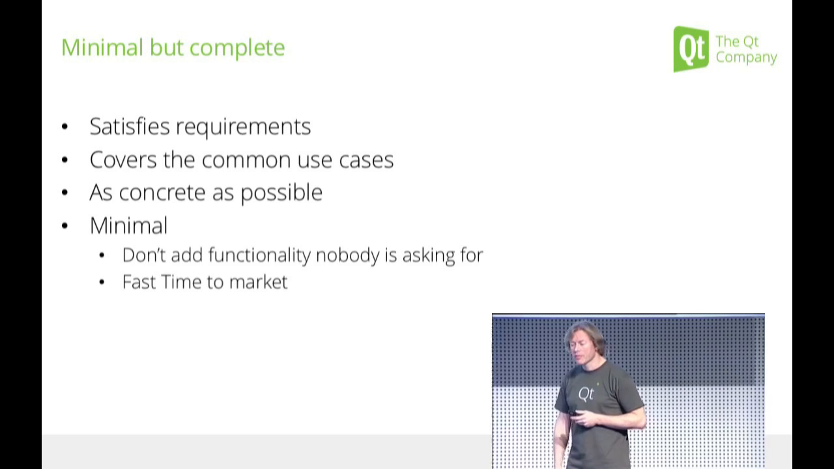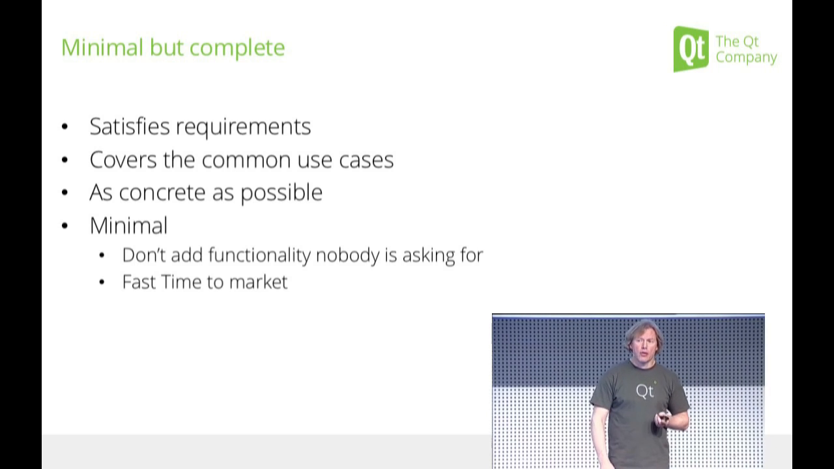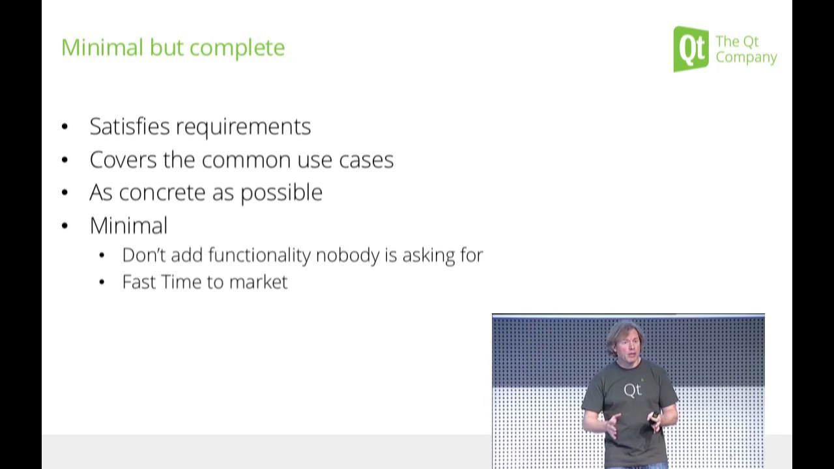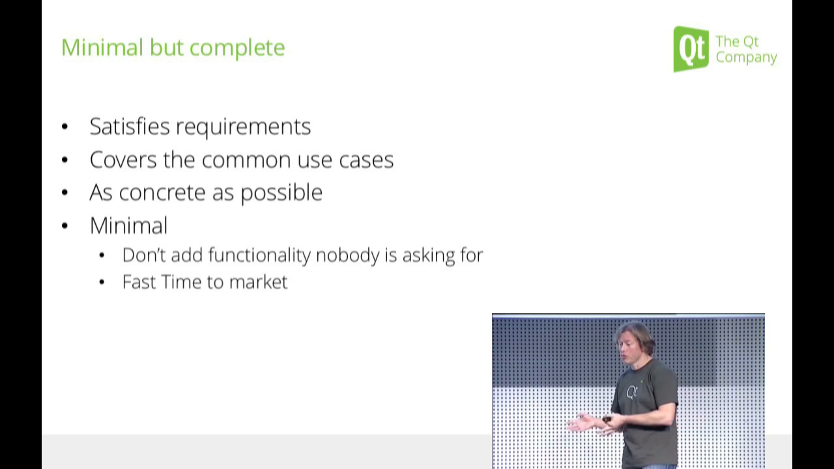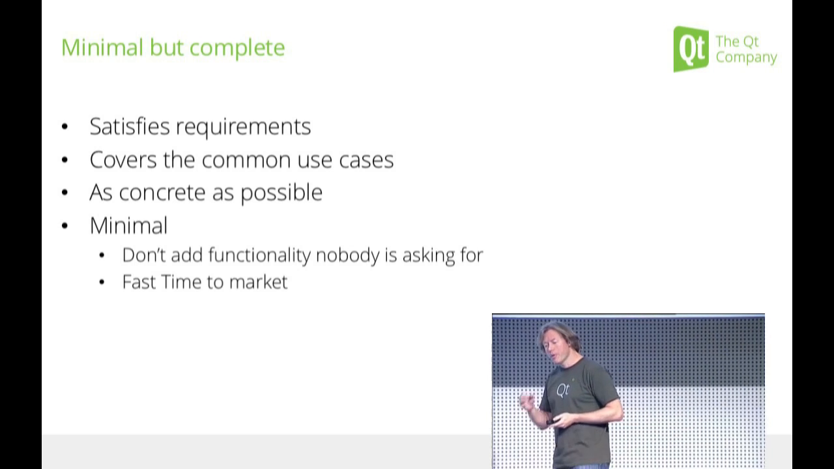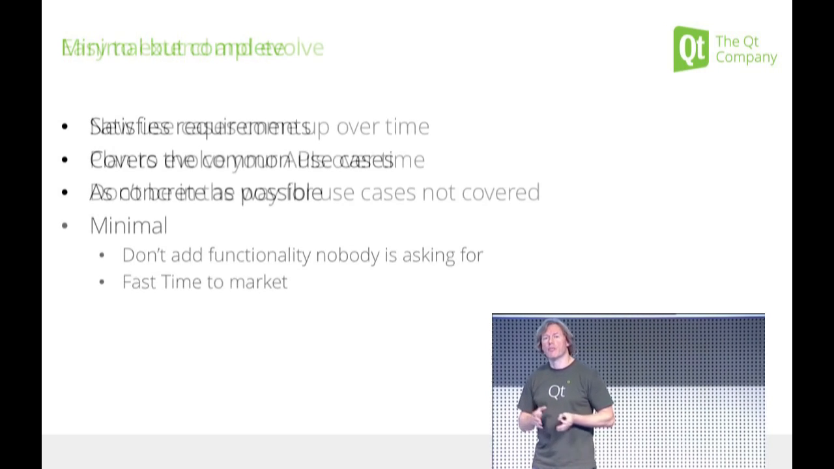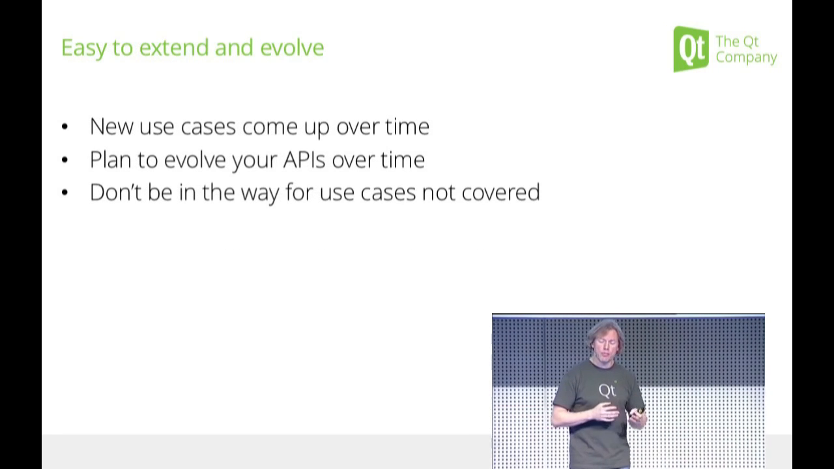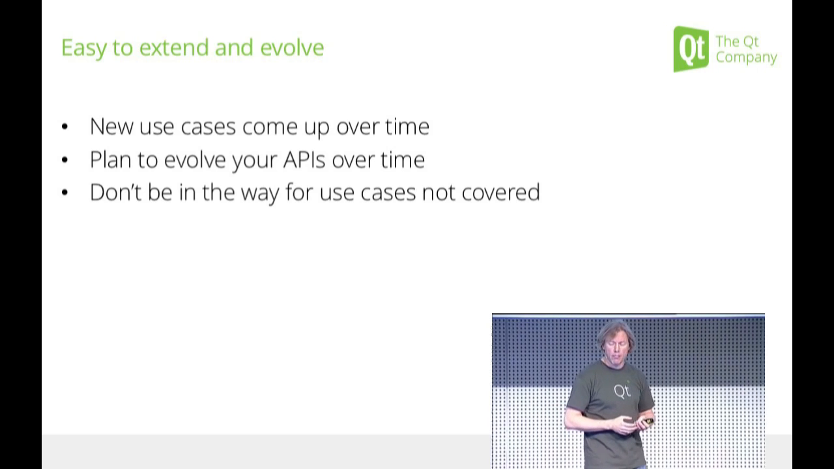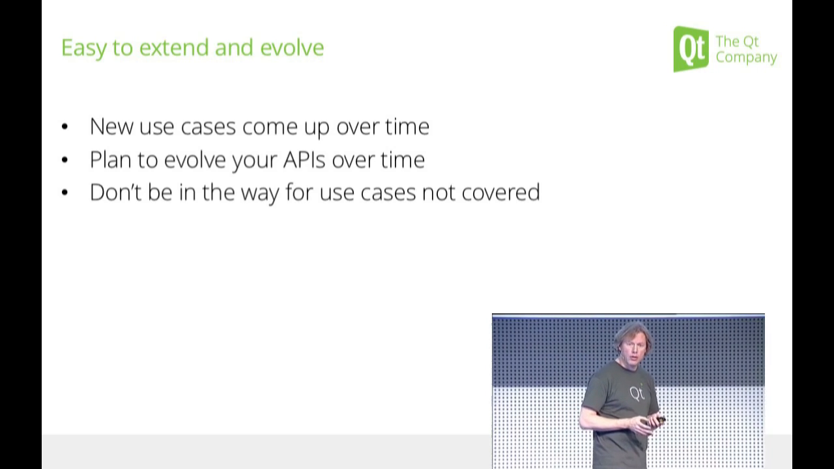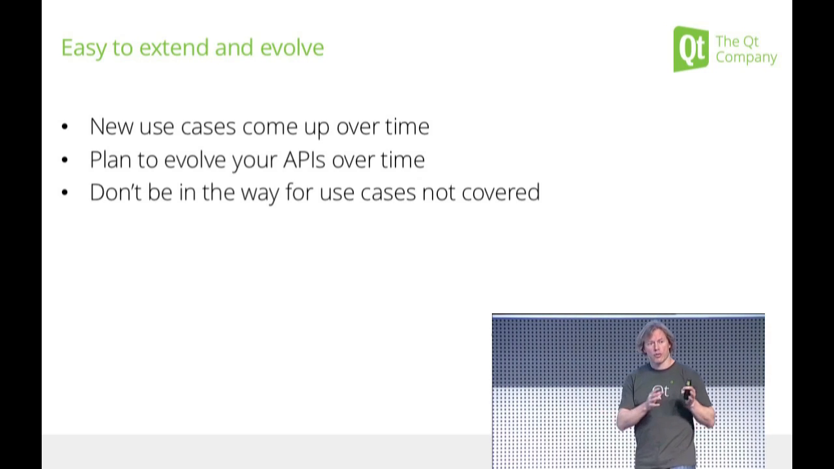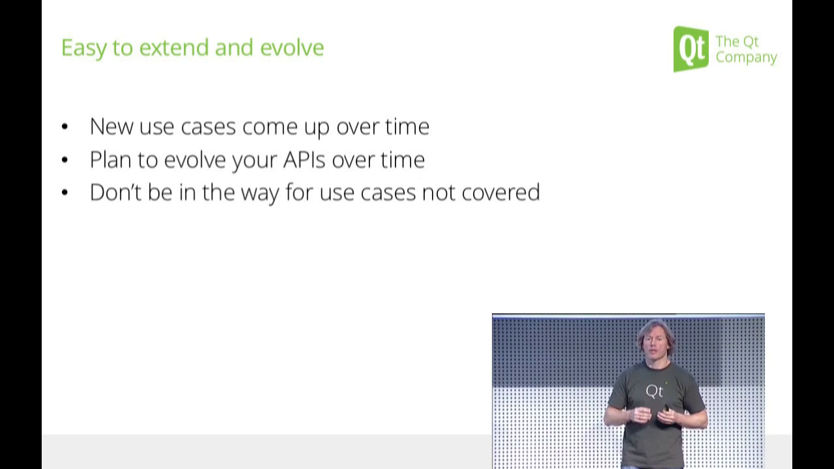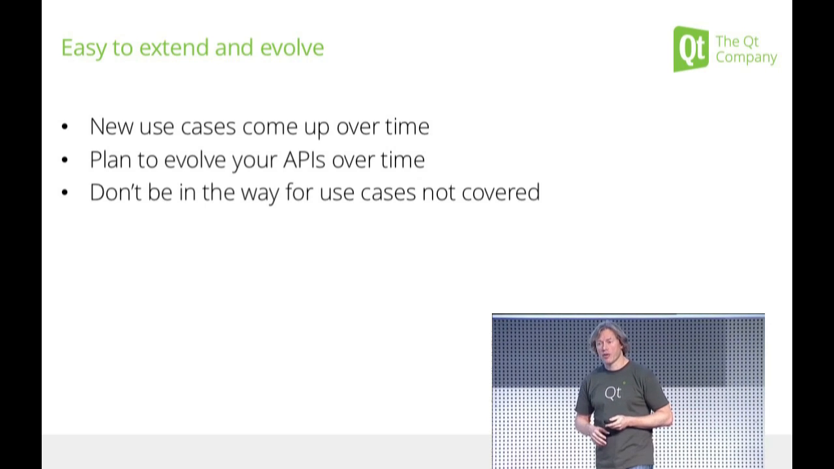And then finally, one thing you need to think about is, okay, now I've done my API. I said keep it minimal, so keep the use cases that nobody's asking for right now out of the picture. But then I have to think about what I want to do a year from now, and prepare at least a little bit for what could come in the future. Plan to be able to evolve your APIs over time. And make sure that your API is not in the way for use cases that are not covered. So don't block your users from doing things that your API doesn't cover on their own.